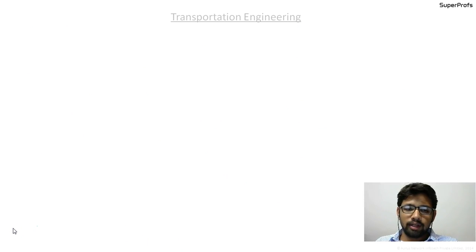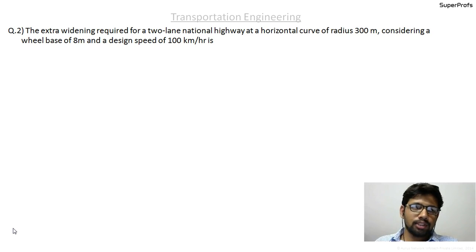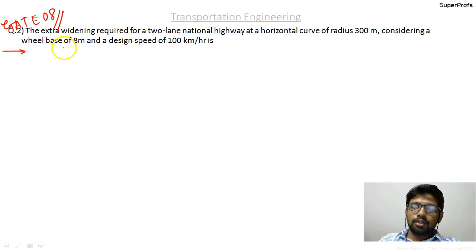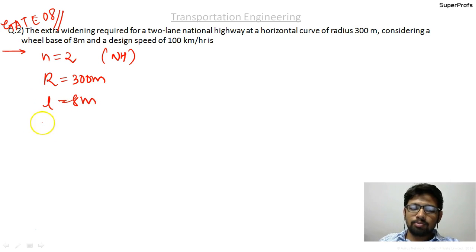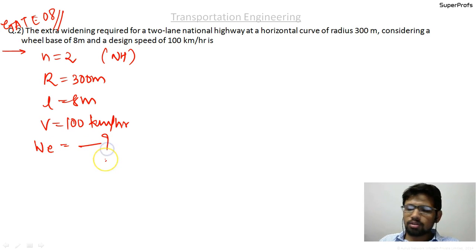question number two. This question was asked in GATE 2008. So it is a previous GATE question, guys. Now you will understand how the GATE questions are. The extra widening required for a 2-lane national highway at a horizontal curve of radius R equal to 300 meters, considering the wheelbase of 8 meters and design speed of 100 kilometers per hour is. So what is the extra widening required? WE equal to what?